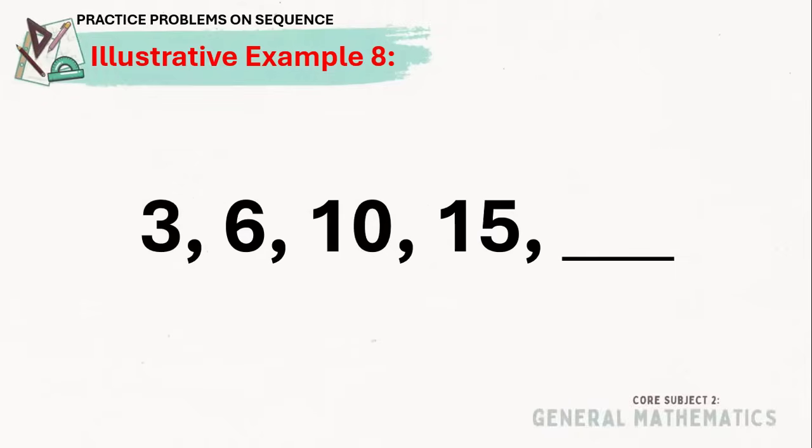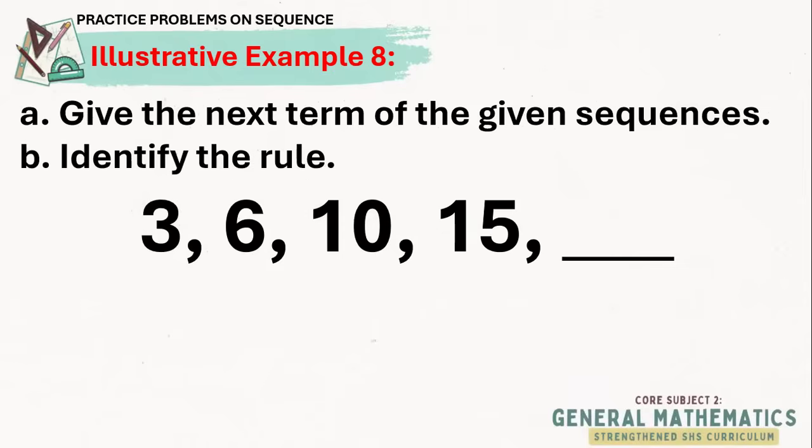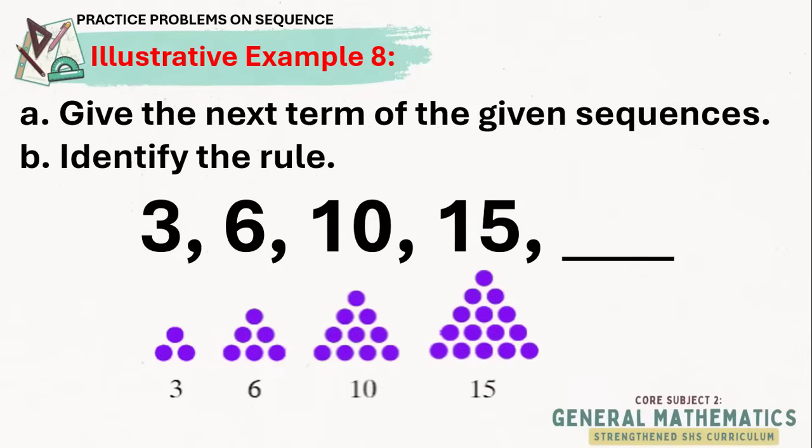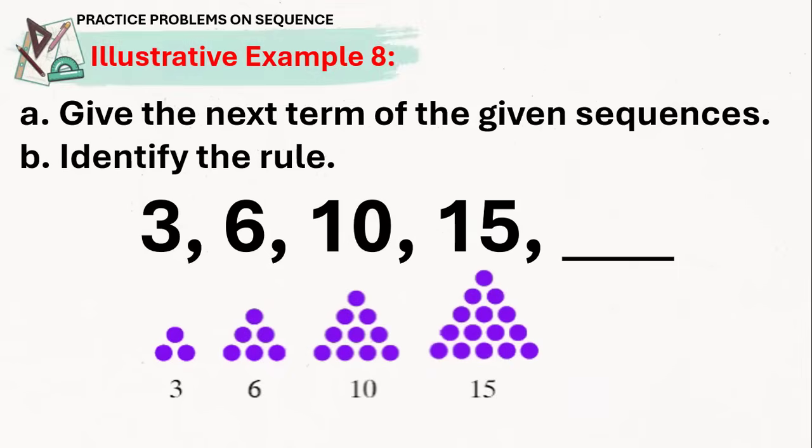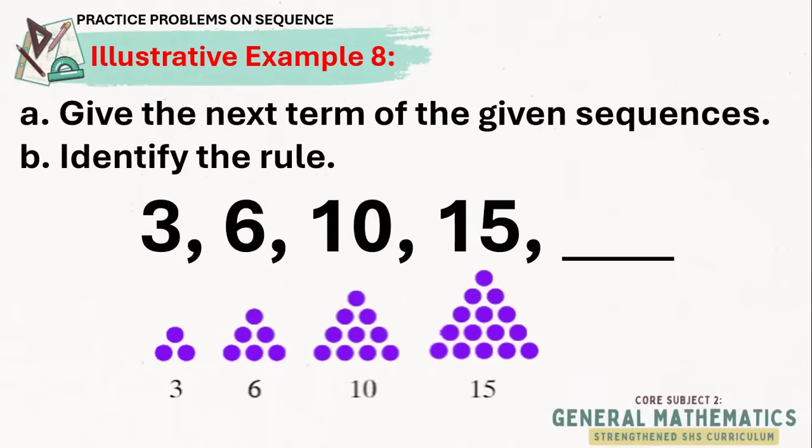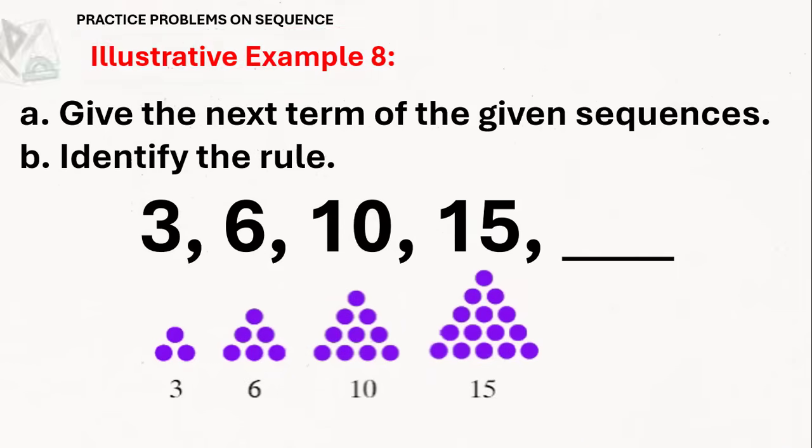Now, what about this one? I think this will be a difficult one. So to give you a hint, these are what you call triangular numbers. A triangular number is a number that can be represented as dots or objects arranged in the shape of a triangle. So it is formed by adding consecutive natural numbers. If you use objects like dots or circles and arrange them in rows, each row having one more dot than the row above, it will form a triangle. So the numbers 3, 6, 10, and 15 are what we refer to as triangular numbers.